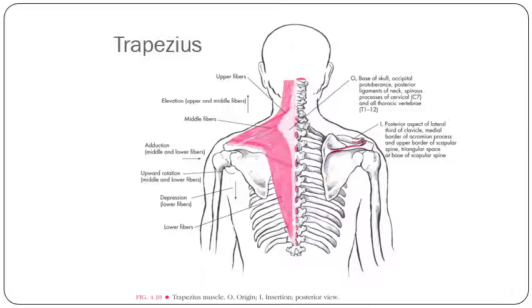So you have the overall origin and insertions of the entire trapezius, and then you have some of the actions. They tell you in the actions whether they are the upper and middle or middle and lower fibers, okay? So you can see, for instance, the lower fibers do depression, the lower fibers and the middle fibers do upward rotation, the middle and lower fibers adduct the scapula, and then the upper and middle fibers elevate the scapula.